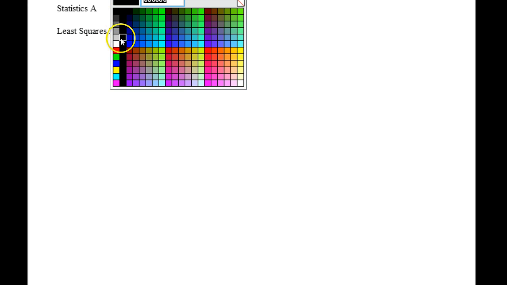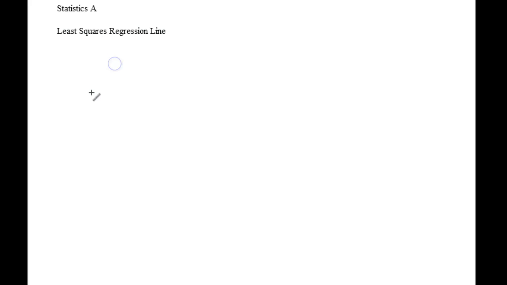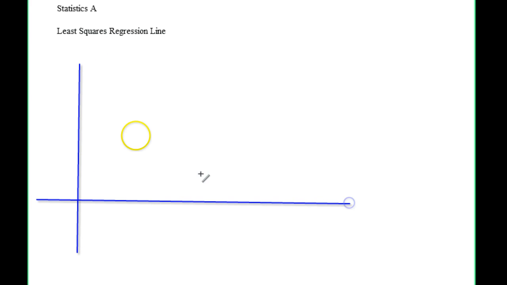Alright, hi. Today we'll be talking about the least squares regression line. And the least squares regression line is dealing with the line that goes through our data. Okay, so we're going to be talking about just the line first. We're not going to be talking about the type of points.